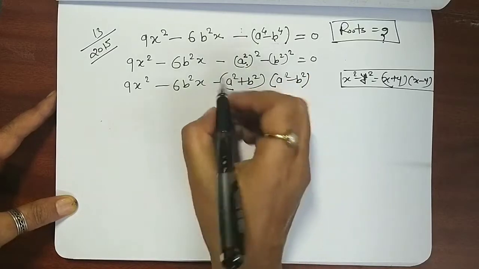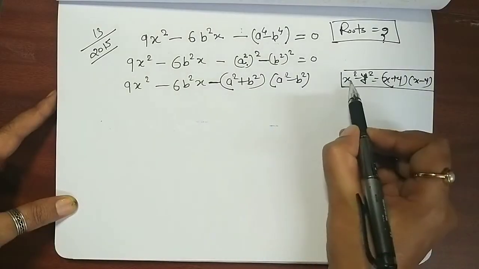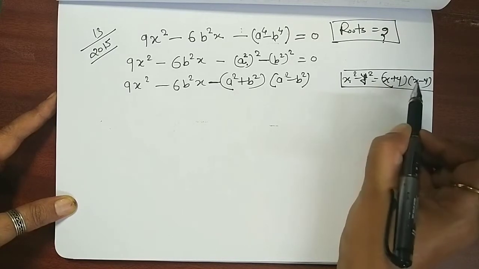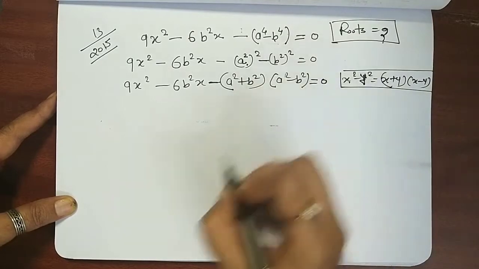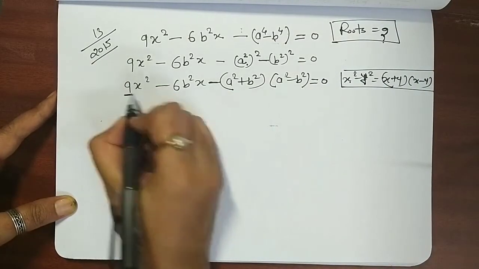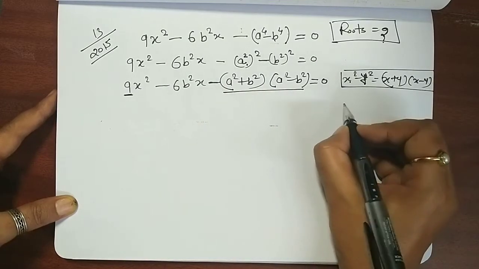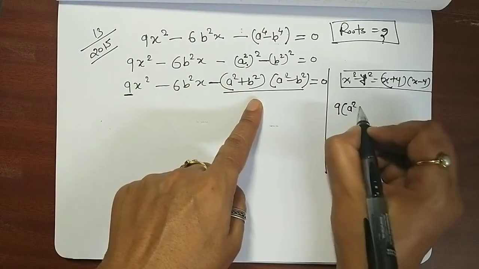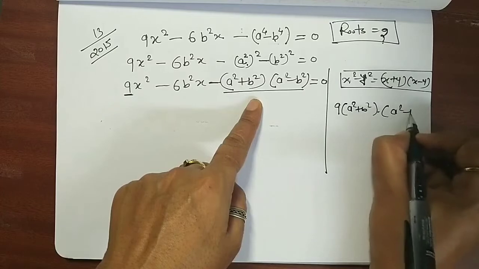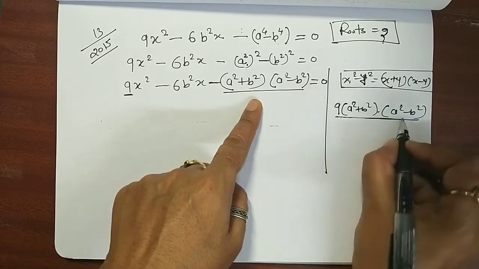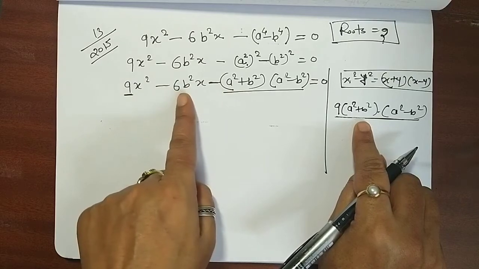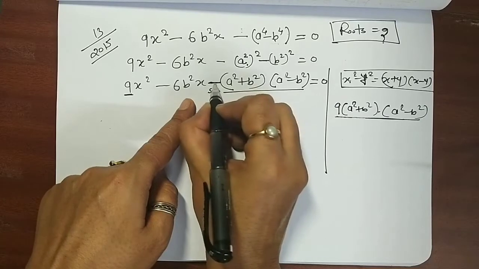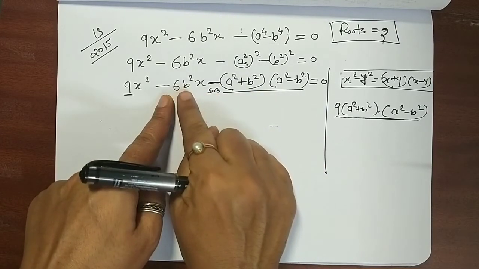I hope you understood. What I am trying to do is use the x square minus y square term, which is equal to x plus y, x minus y, equal to 0. Now for factorization, we have to take the product of first and last term. So it is 9. I'm taking the product of first and last term: 9 into a square plus b square into a square minus b square. This whole term I have to factorize to get 6b square, and after subtraction, this third sign is important.